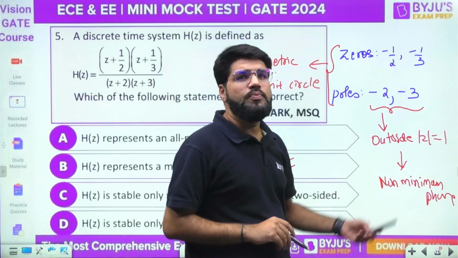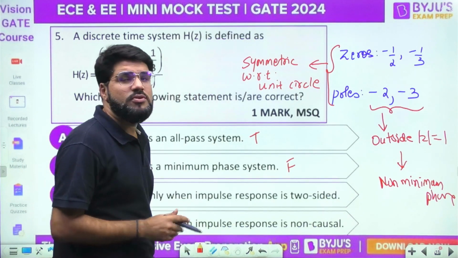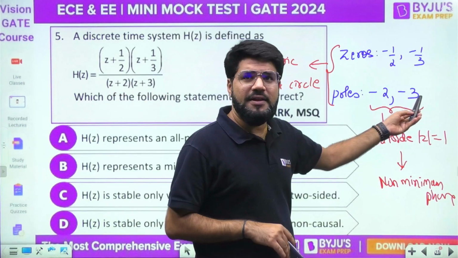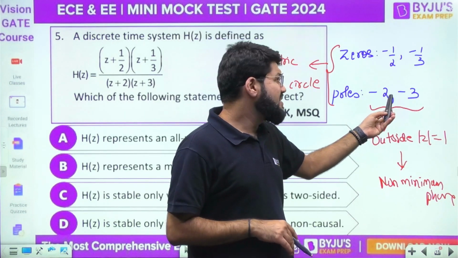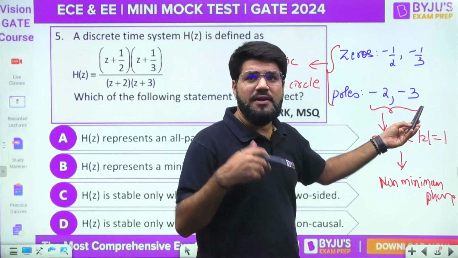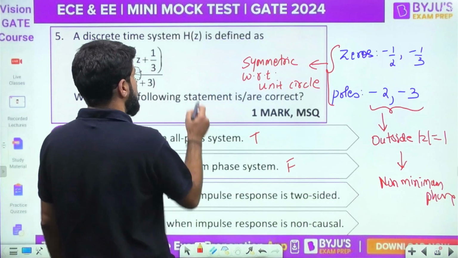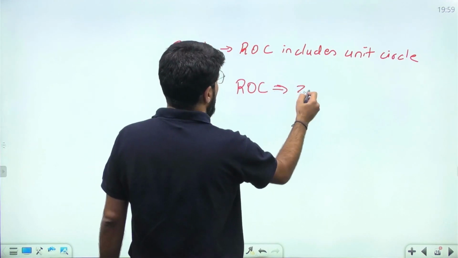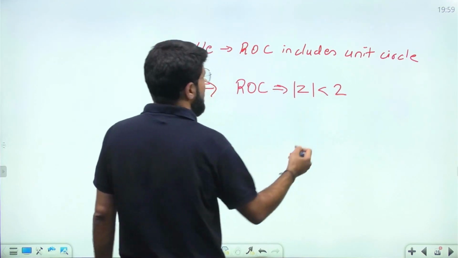Now there are two poles. What is the possible ROC to include unit circle? Either you can take mod Z greater than 3, greater than the greatest pole, or mod Z less than 2, or mod Z between 2 and 3. But you want unit circle. So mod Z less than 2. So the ROC to be selected is mod Z less than 2.